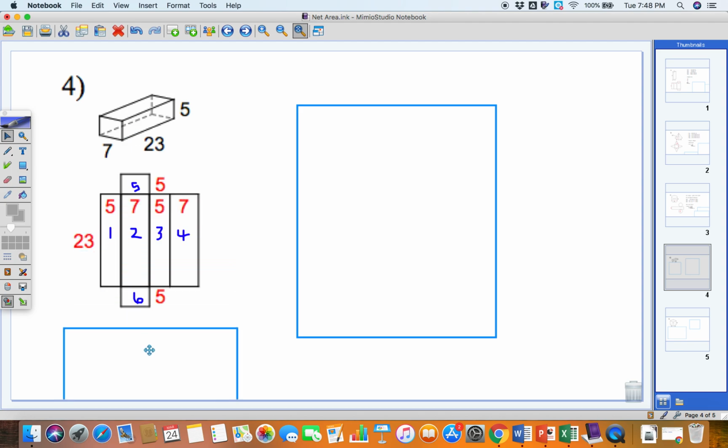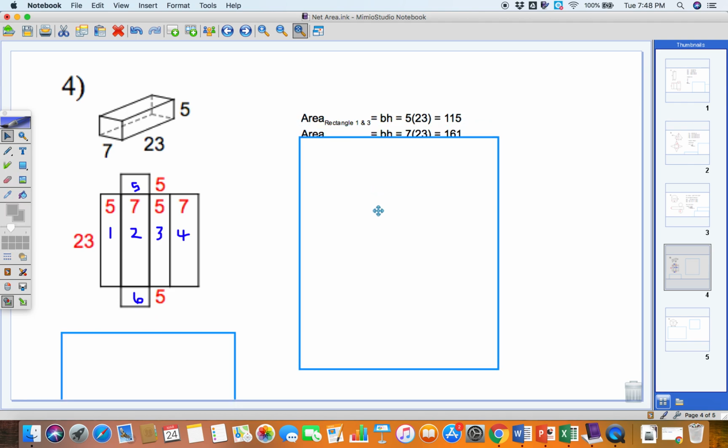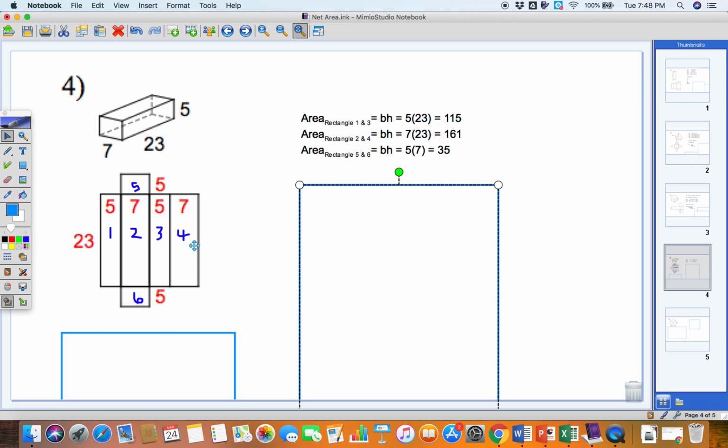So when I break down that net, we have 2 rectangles with widths of 5 and 2 with widths of 7 and heights of 23. And then we have the ones on the end which have lengths of 7 and widths of 5. And I have labeled these rectangles 1, 2, 3, 4, 5, and 6, as you can see here in my lovely blue handwriting, just to make this easier. So hopefully you notice that rectangle 1 and rectangle 3 are congruent to each other, and 2 and 4 are congruent to each other, and 5 and 6 are congruent to each other.